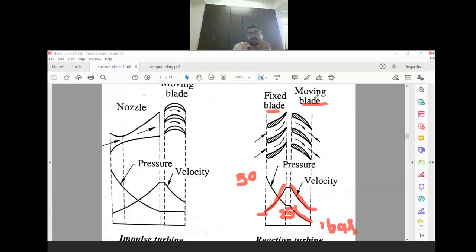In the moving blade both get consumed, your velocity also gets consumed, and your pressure also gets consumed, but here only your velocity gets consumed.